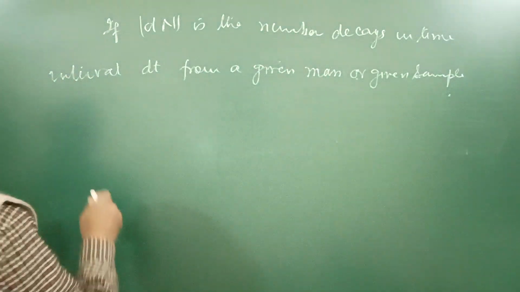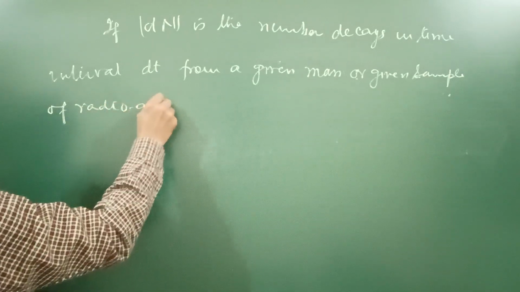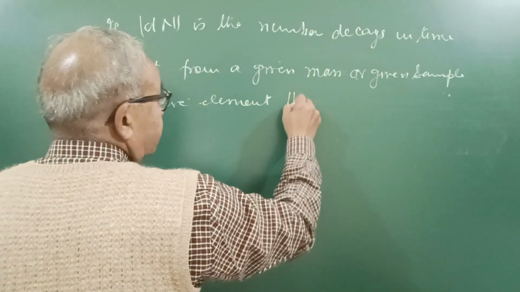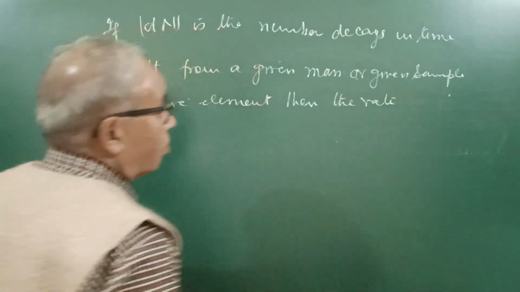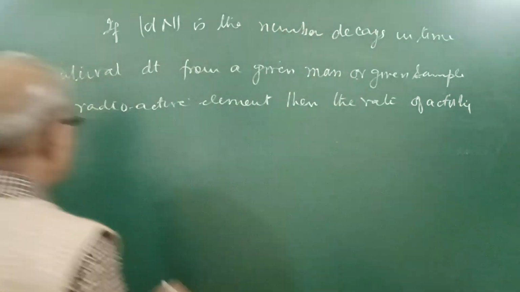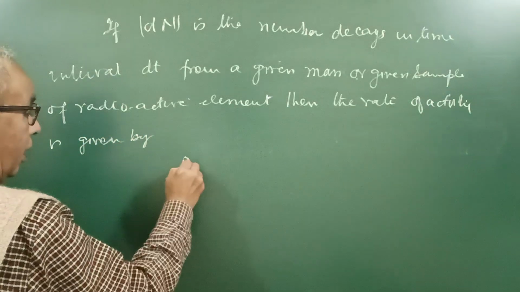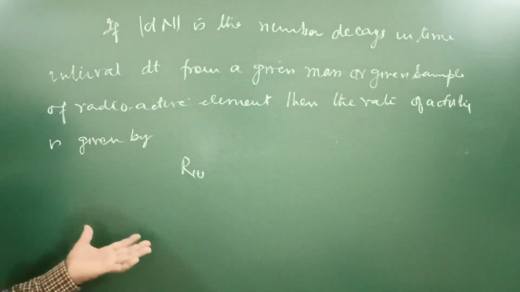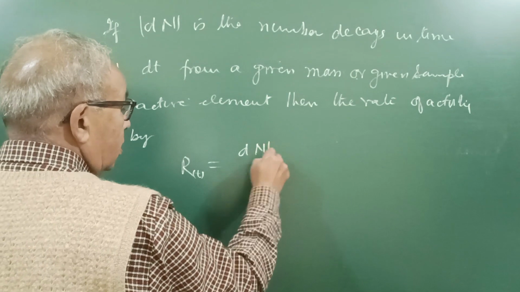of a radioactive element, then the rate of activity is given by, I write it R(t), t means time. It varies with time. R(t) is equal to modulus dN upon dt.